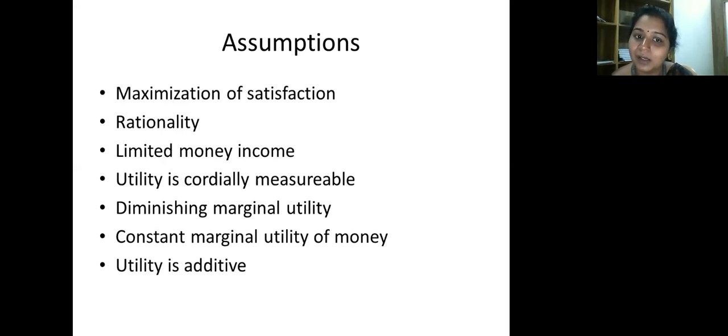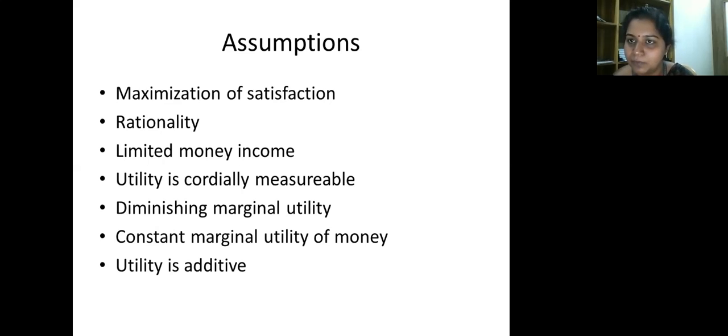What is the third one? Limited money income. We always want maximum satisfaction, and what stops us from reaching that stage is our income level. If your income is less, then the satisfaction you derive from consumption will be less. If you are a rich person, you can consume better products and the satisfaction level will be very high. So limited money income is what restricts us from reaching a higher satisfaction level. And the next one: utility is cardinally measurable.